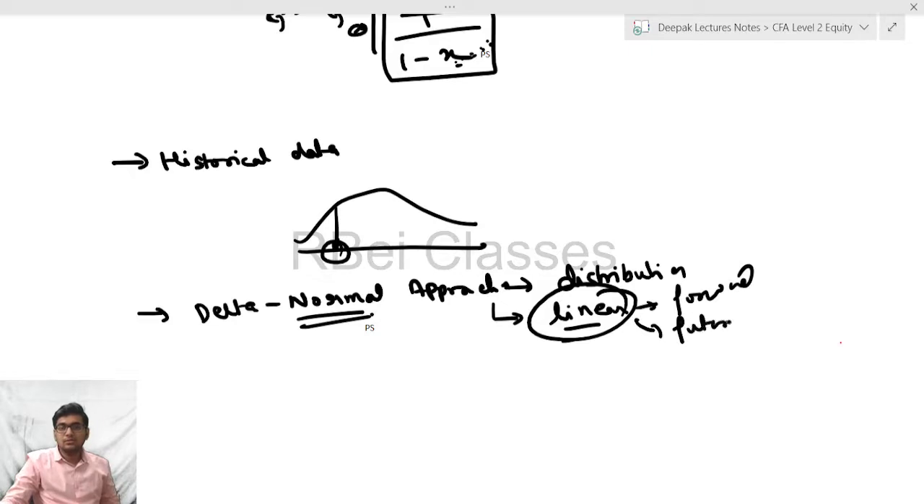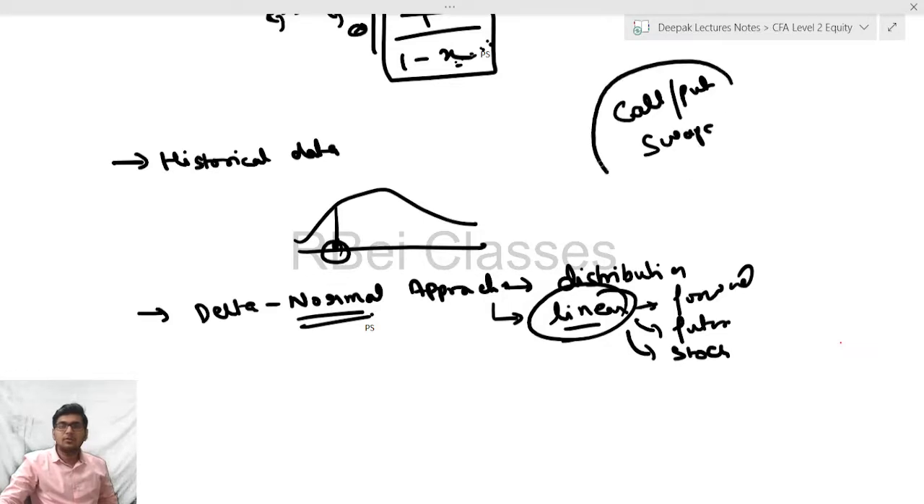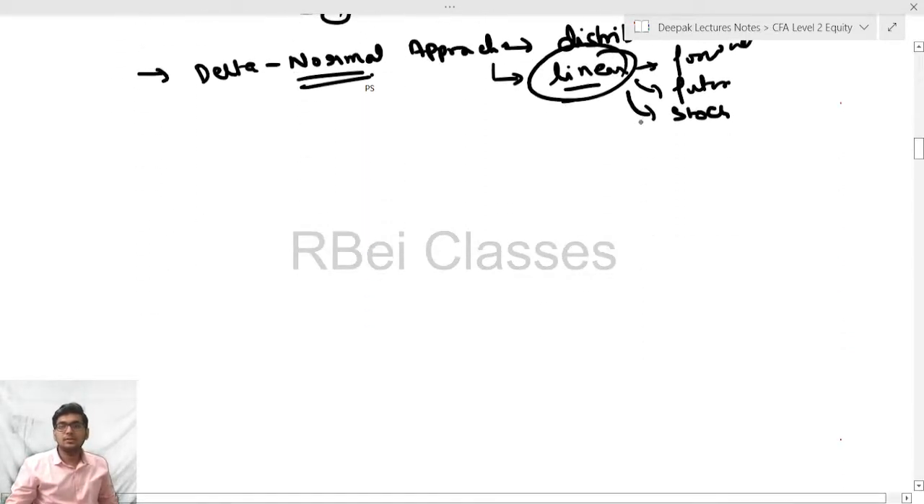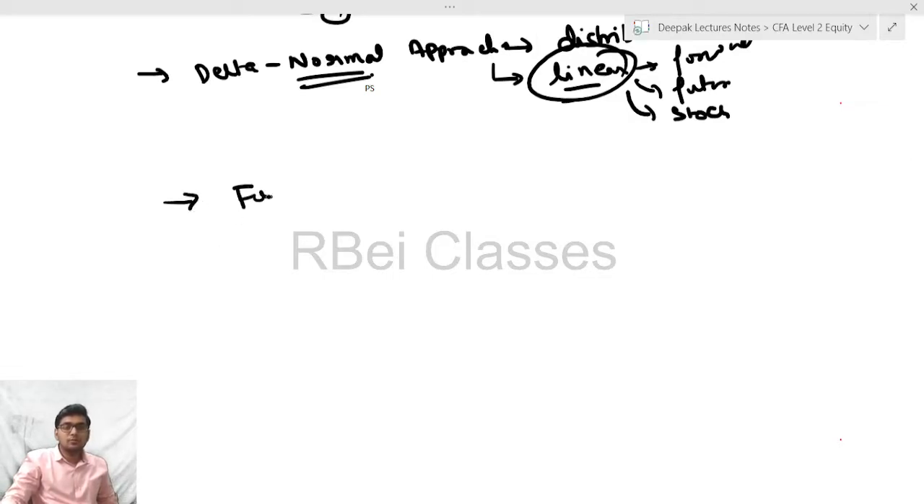futures or stocks. Clear? But can I use the delta normal approach for call options or put options, or can we use it for swaps? No, it will become difficult, because these are non-linear portfolios. Then what is the approach to calculate the risk of these options? The solution is the full revaluation approach.